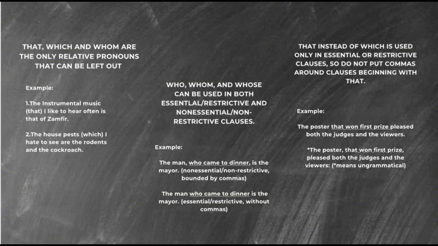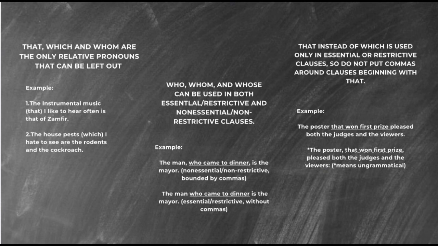The next one is that, which, and whom are the only relative pronouns that can be left out. The first example there is, the instrumental music that I like to hear often is that of Zamfir. The clause that I like to hear often is restrictive because it specifies which instrumental music is being discussed. Without it, the sentence would be, the instrumental music is that of Zamfir, which is much broader and less specific. The that can be omitted because the meaning remains clear even without it. So, the instrumental music I like to hear often is that of Zamfir.